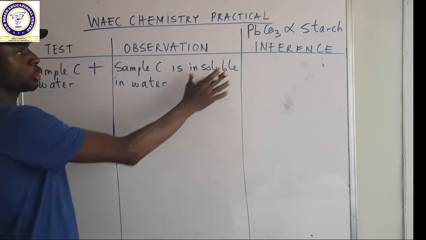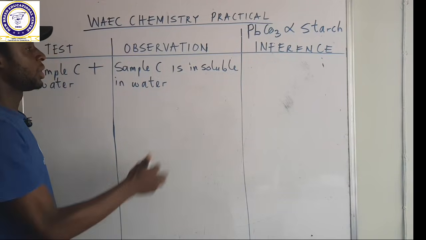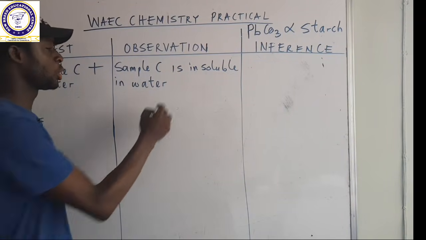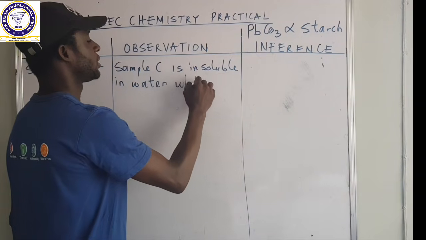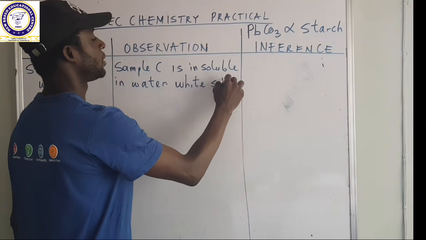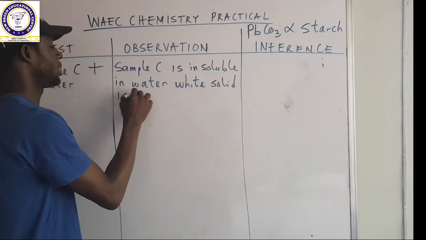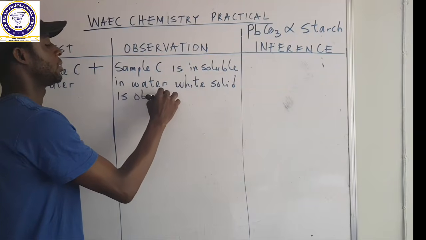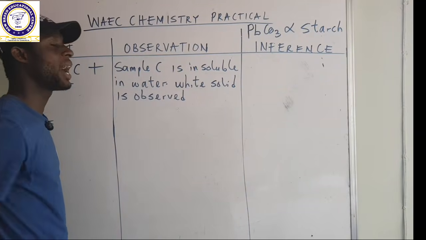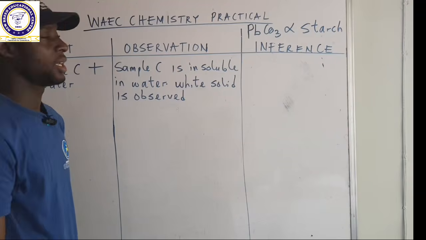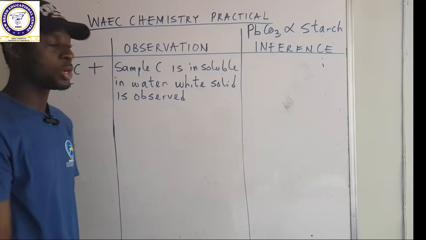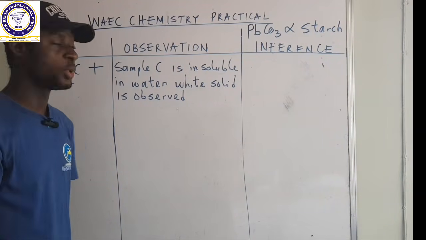It's also going to be observed, and know that it's also insoluble. So we can also write: white solid is observed, because both of them are white and they are insoluble. So you are going to still see a white solid observed.